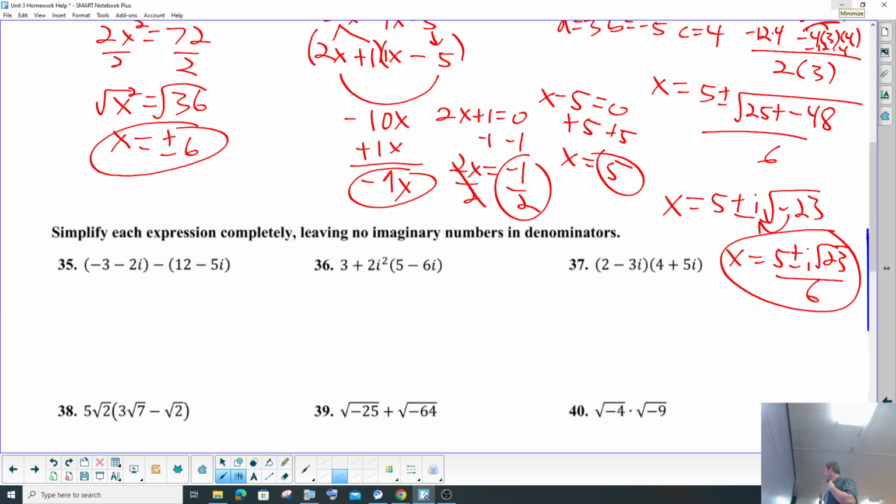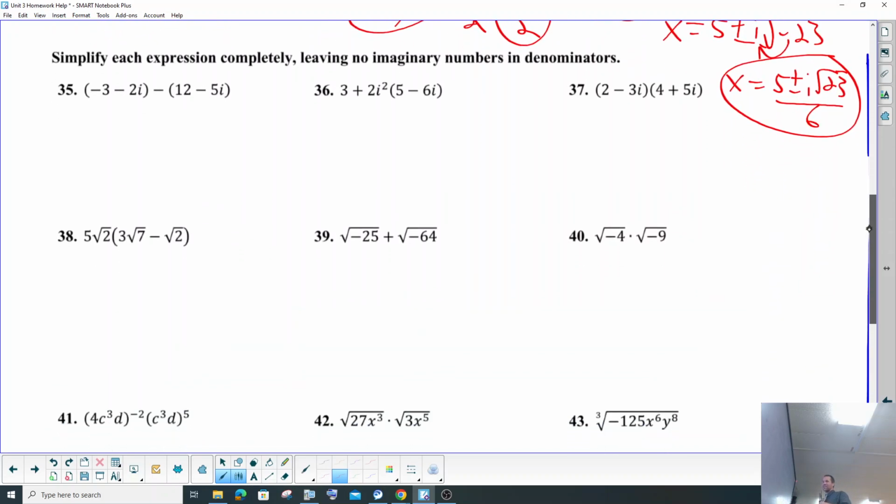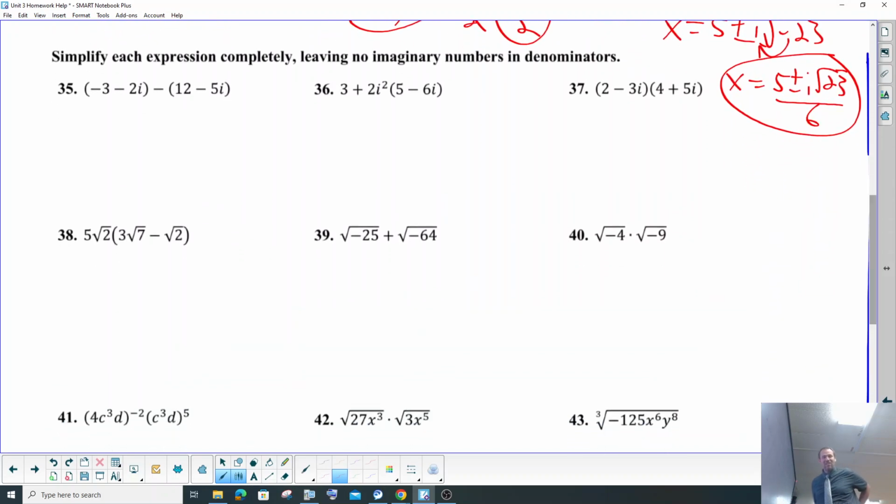Okay, so let's see here. Now we're dealing with i. That's back to Unit 1 stuff and radicals. Back to Unit 1. Do you remember Unit 1? You're going to see this on the test. So we distribute the negative through. So negative 3 minus 2i.